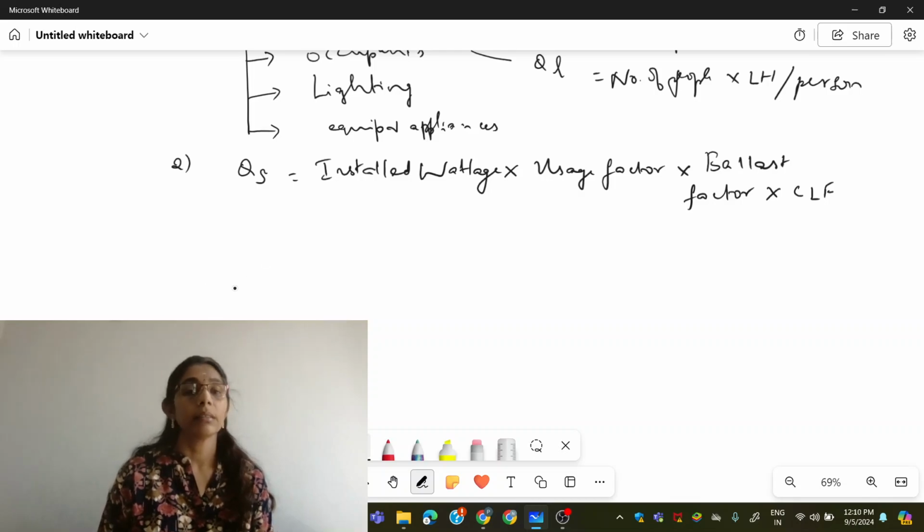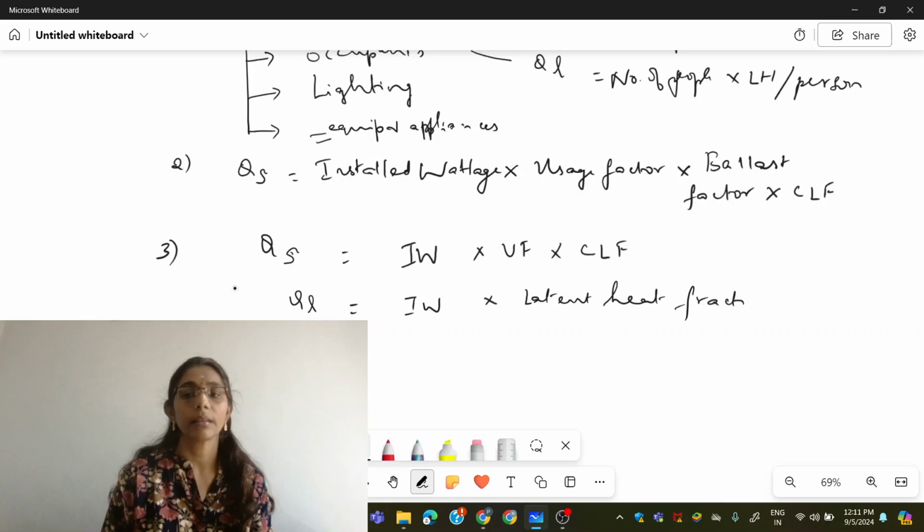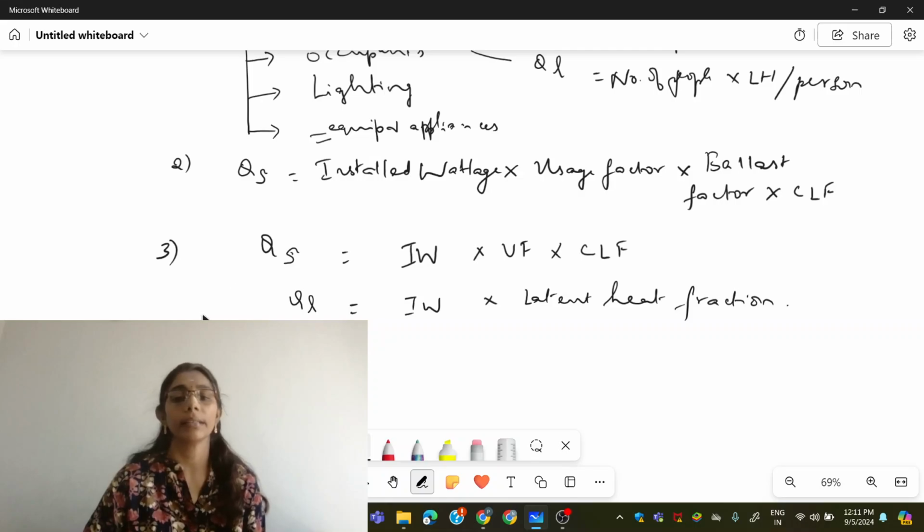Fine? Now the third one is heat due to equipments and appliances, we saw. That's the third one, right? So this is the third one. Here again you have the sensible as well as the latent. So here you have again the installed wattage into usage factor, into CLF. Likewise, when you calculate for the latent heat, it is going to be installed wattage into latent heat fraction.